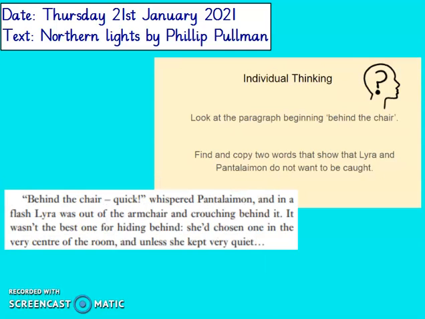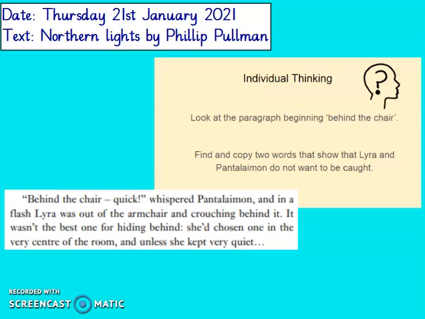So this next question wants us to look at the paragraph beginning behind the chair. Find and copy 2 words that show Lyra and Pantalaimon do not want to be caught. The important part of this question is here. 2 words. So we don't want 1 word or 3 words, we just want 2.